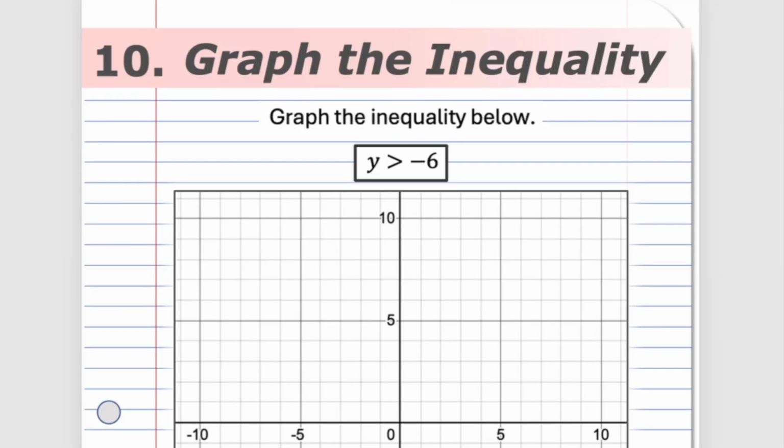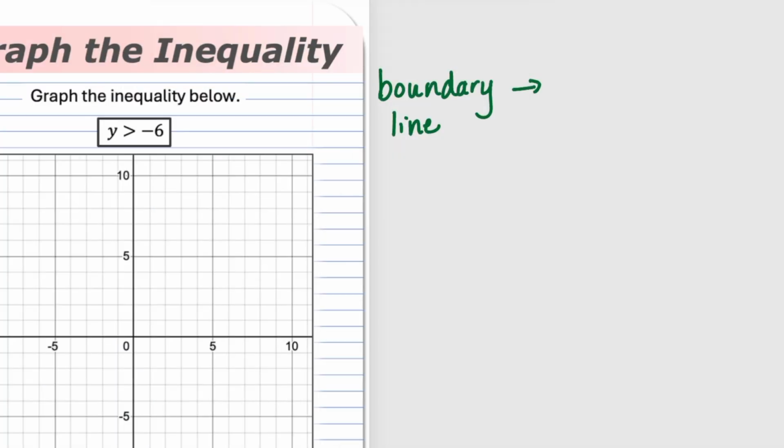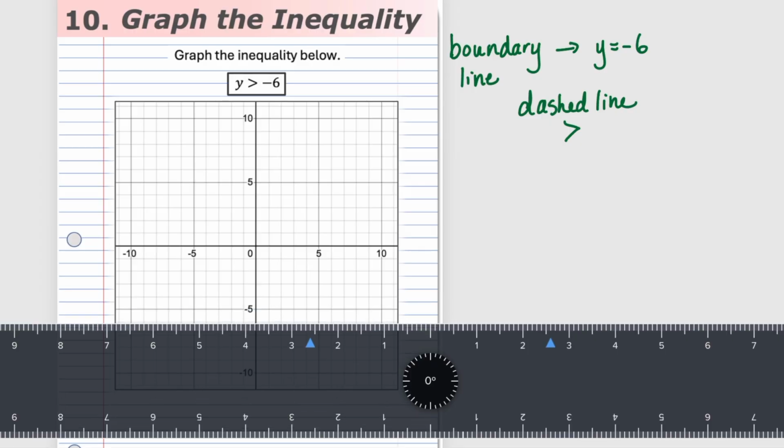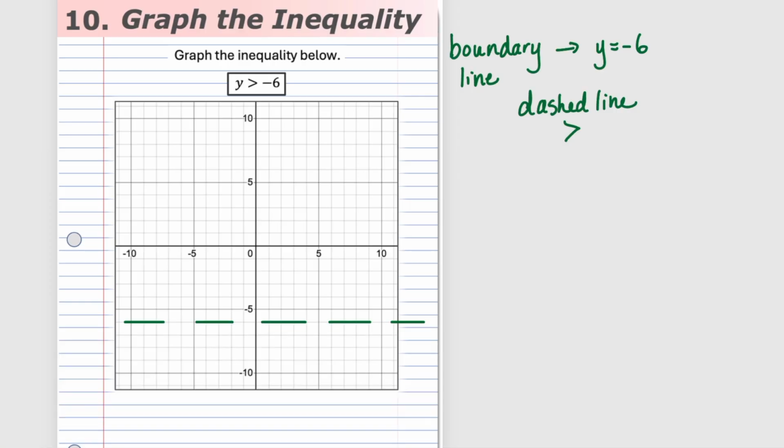Graph the inequality below. Y is greater than -6. We need to graph the boundary line, which is y is equal to -6. We'll use a dashed line because we have greater than only. Grab a ruler and graph the dashed line at y is equal to -6. We need to shade greater than the dashed line, but not touching it.